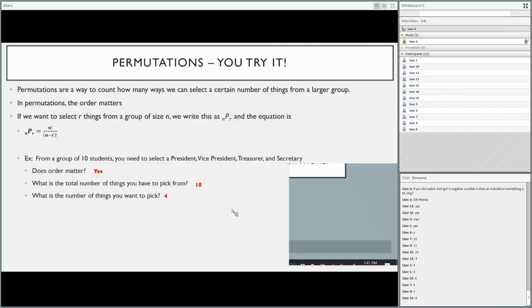What's the total number of things that I need to pick? How many? There's 4, right? President, vice president, treasurer, and secretary. So I need to pick 4 things. So in the calculator, I would need to do 10P4. So go ahead and give it a try and let me know what you get.